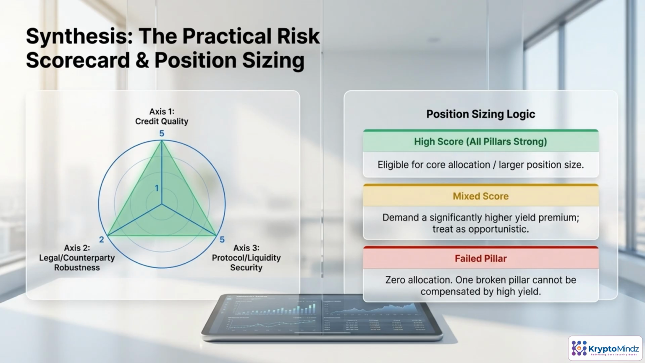All of this RWA risk work should drive to one simple decision: how big a position you're willing to hold. If credit, legal, and protocol pillars all score high, it's a candidate for your core book with meaningful size. If the scores are mixed, you only touch it for a clear yield premium and treat it as a tactical, not core, exposure. If any single pillar outright fails, the decision is straightforward. Zero allocation, no matter how attractive the APY looks.